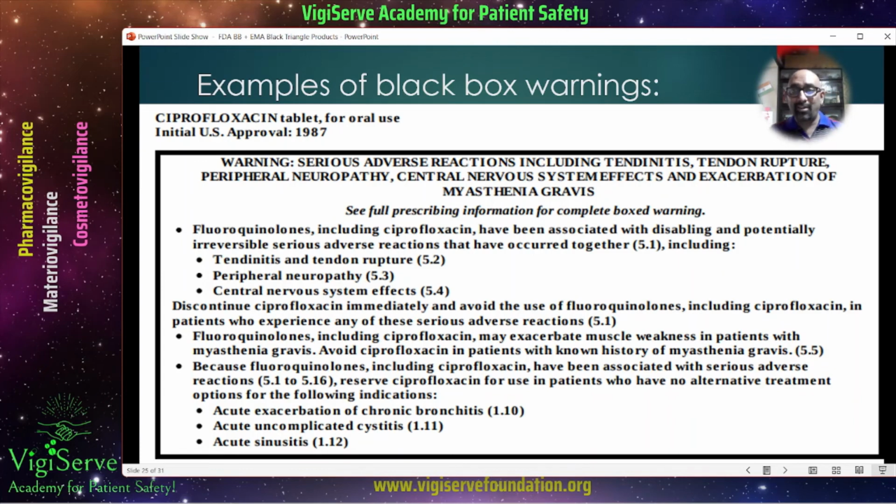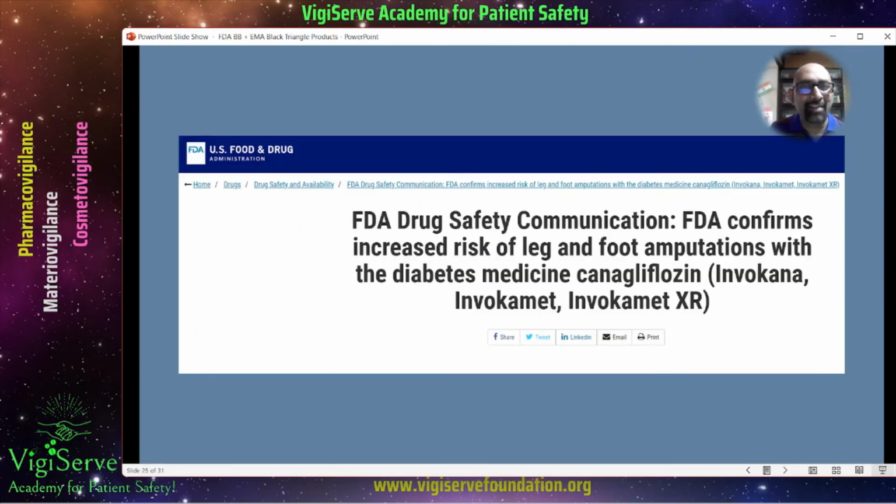And in that also you have a black box warning, and this is about serious adverse reactions including tendinitis, tendon rupture, peripheral neuropathy, then CNS effects, and exacerbation of myasthenia gravis. So can you imagine a commonly used medicine and it has a black box warning? Now, one more interesting thing I would like to show you, that is about the diabetic medicine.